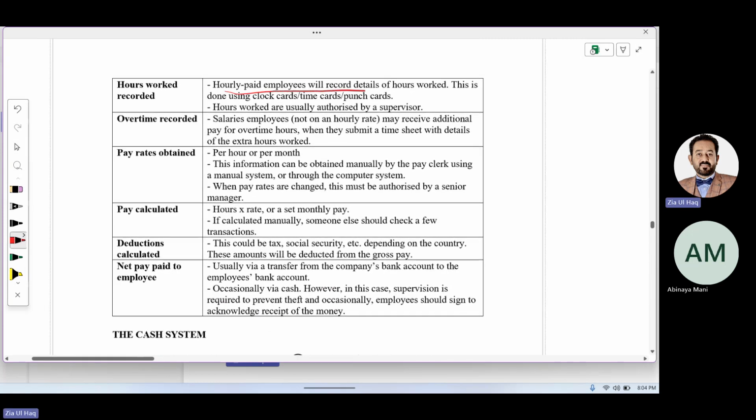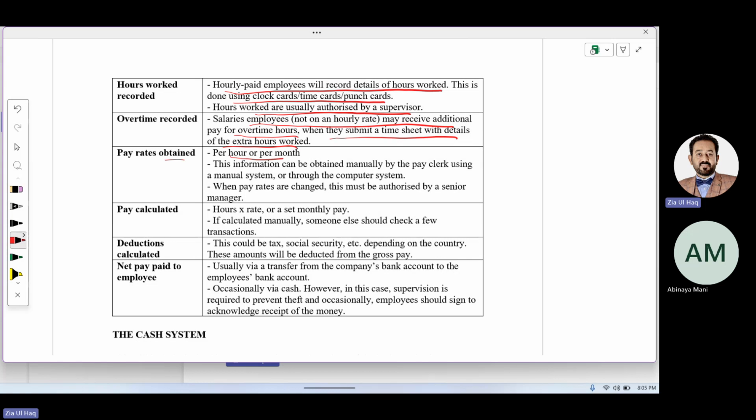Hourly paid employees will record details of hours worked. This is done by using a clock in, clock out system or time sheets. And hours worked are usually authorized by the supervisor. Employees are working under a supervisor, so the supervisor should make sure that the employee has worked these hours. Salaried employees may receive additional pay for overtime, and overtime rates normally are more than the normal rate, either double or 1.5, when they submit a timesheet with the details of the extra hours worked.